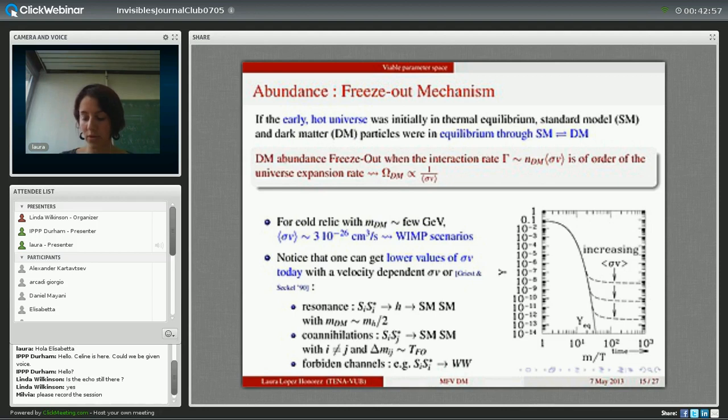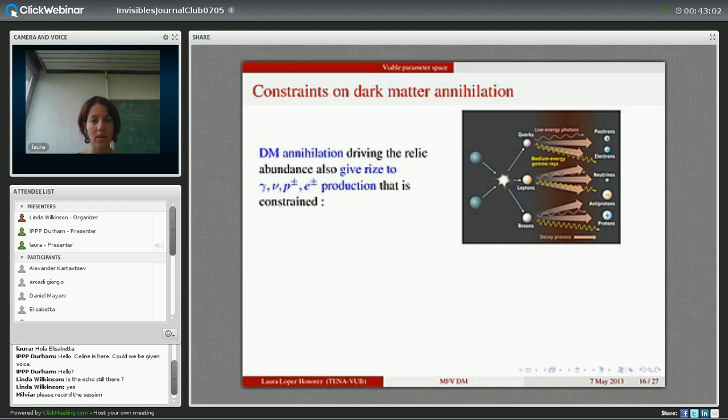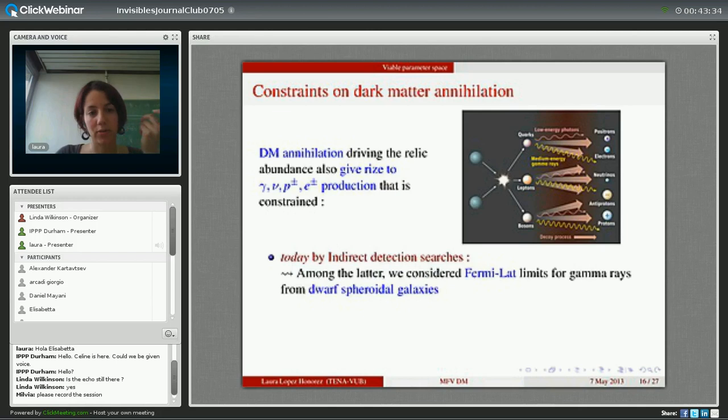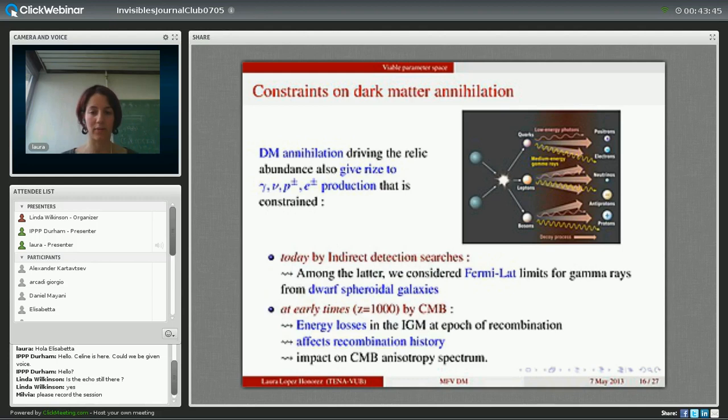Okay, so for the constraints on annihilation of dark matter that we have been considering, the constraint from indirect detection searches, typically what you have is your two dark matter particles that can annihilate and give rise to a certain final state that goes through some long chain into photons, neutrinos, positrons, or antiprotons. These particles are constrained by several experiments. We have been considering the constraint from Fermi-LAT for gamma rays from dwarf spheroidal galaxies, and we have also been considering the constraint on the annihilation cross section from a CMB observation.